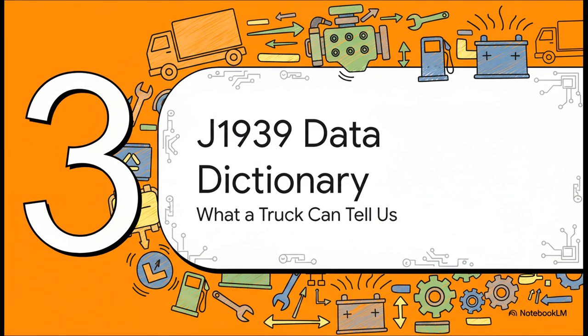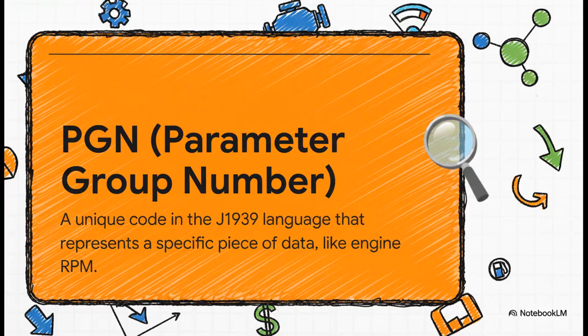To understand this language, we're going to need a dictionary, and that dictionary is something called the FMS PGN Guide, which is basically a big document that lists all the specific data words a truck can use. Now, the key term you're going to hear is PGN, which stands for Parameter Group Number. Don't let the name intimidate you. Seriously, just think of a PGN as a single word in the vehicle's language. It's just a unique code that stands for one specific piece of information.